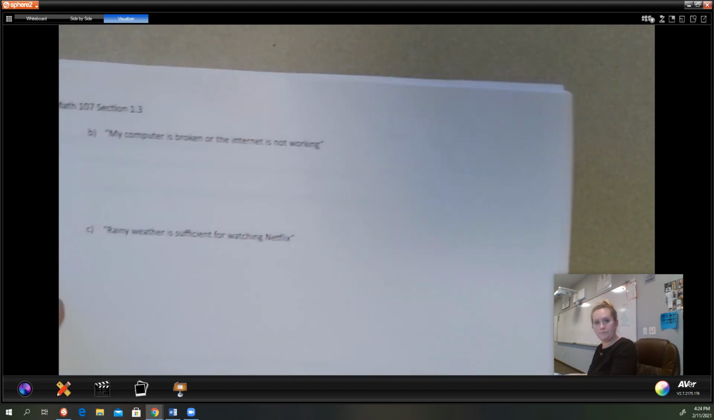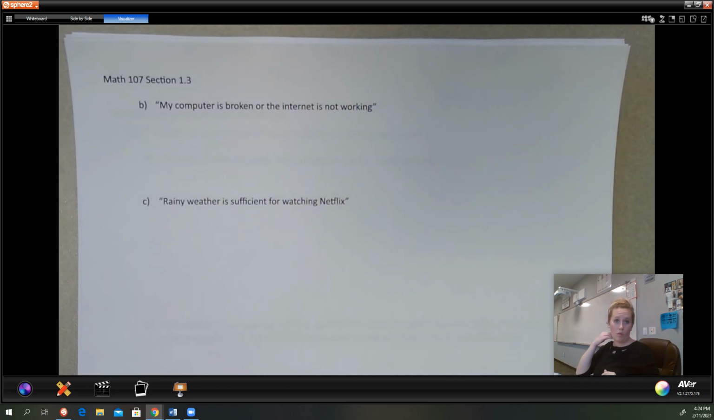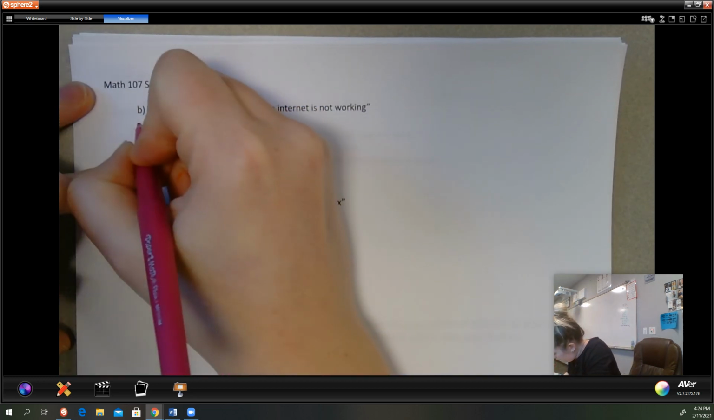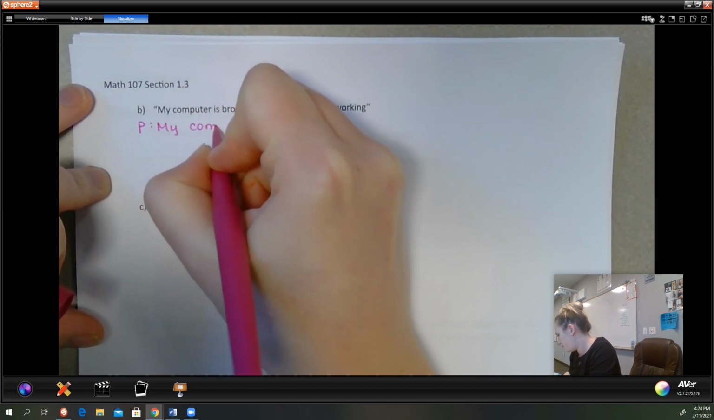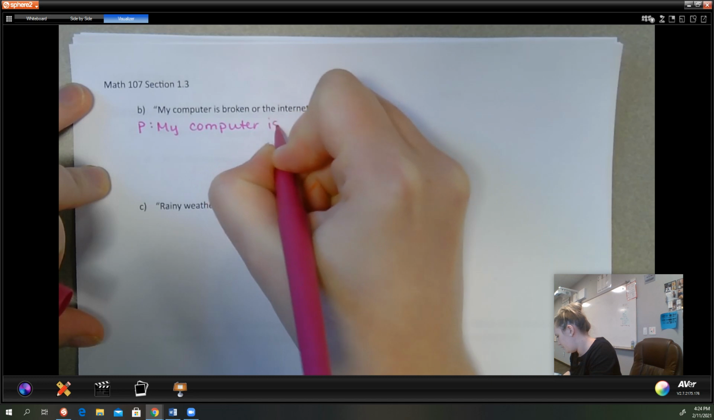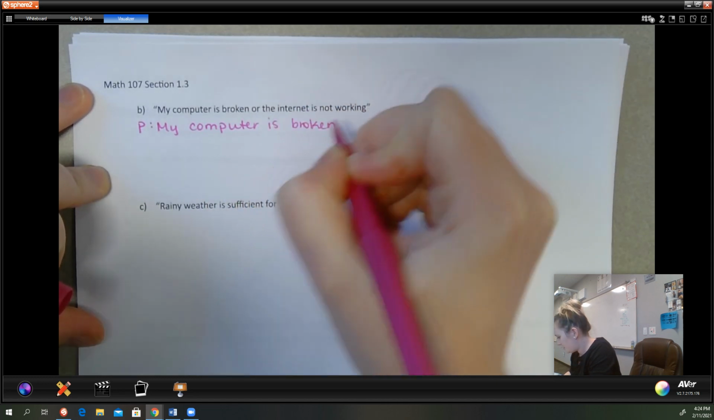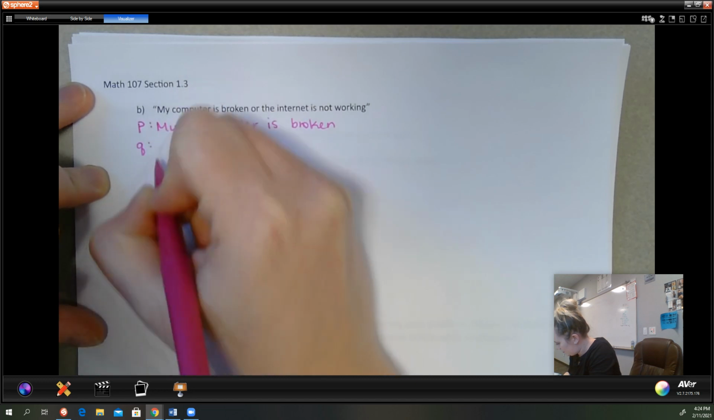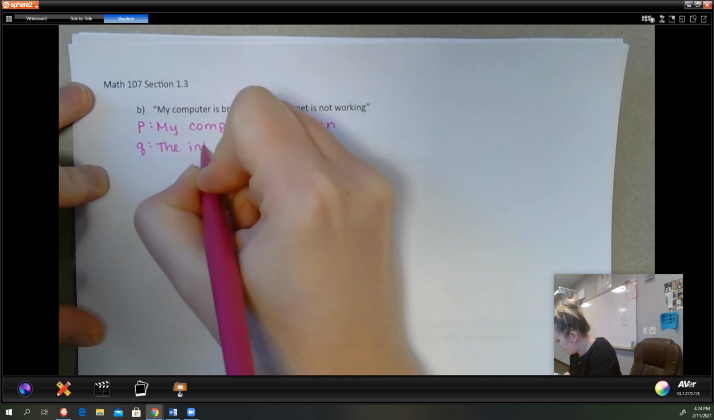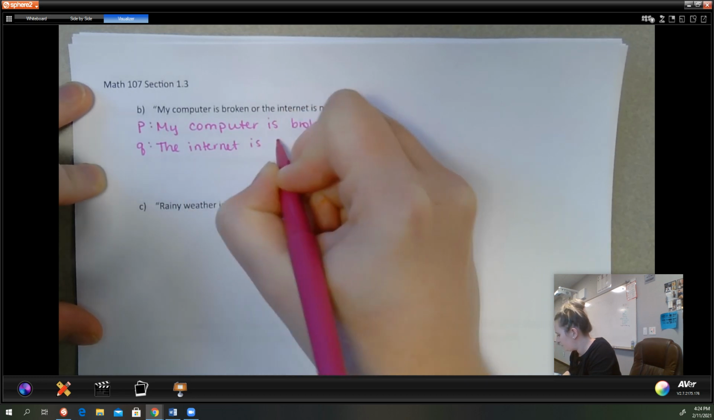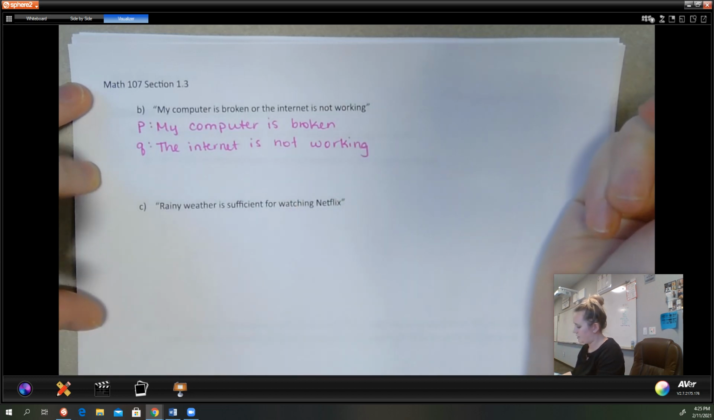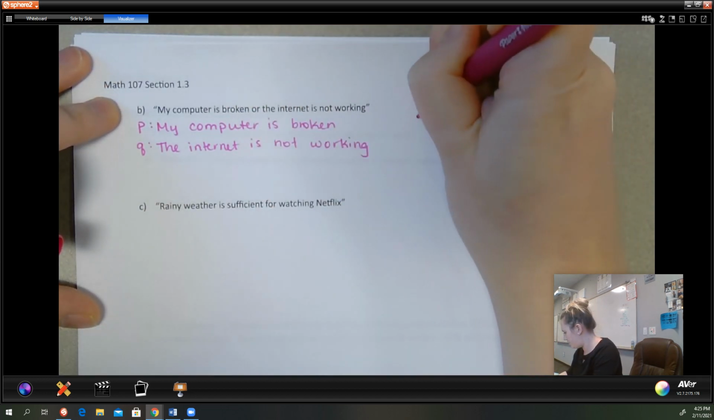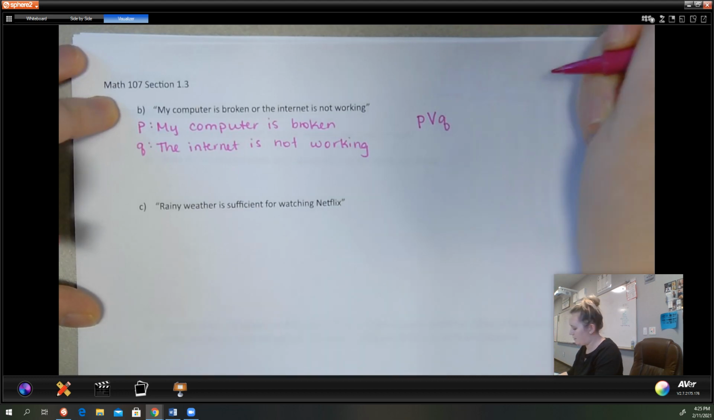All right, next one. My computer is broken or the internet is not working. My first statement is my computer is broken. My other statement is the internet is not working. Just split that apart and it's an or, so this is a P or Q statement.